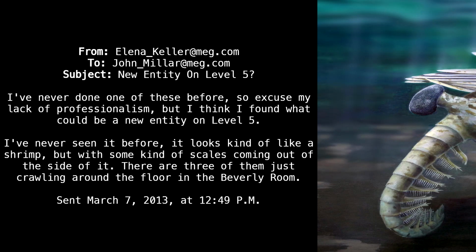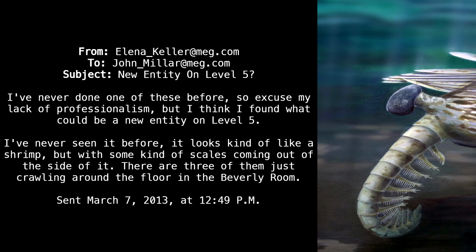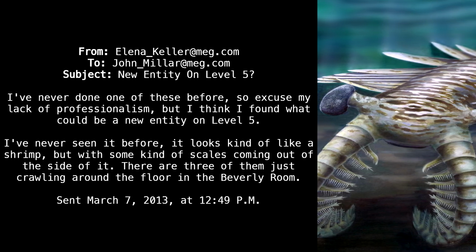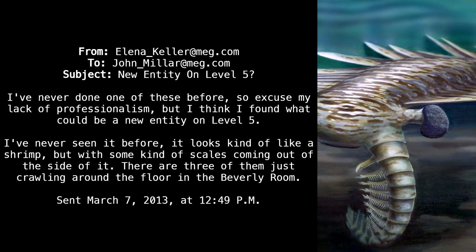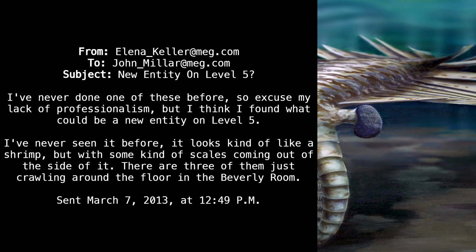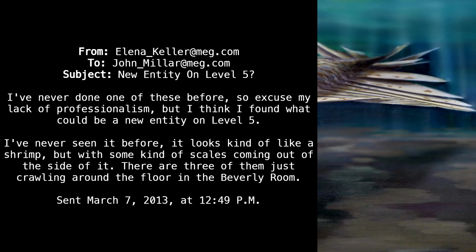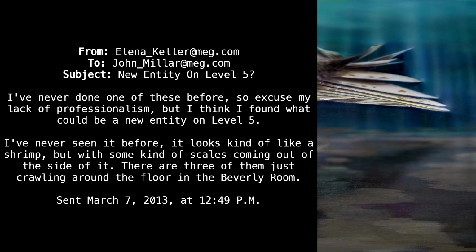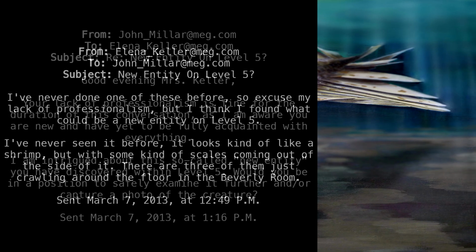From Elena Keller at MEG.com to John Miller at MEG.com. Subject: New entity on level 5. I've never done one of these before, so excuse my lack of professionalism, but I think I found what could be a new entity on level 5. I've never seen it before. It looks like kind of a shrimp, but with some kind of scales coming out the side of it. There are 3 of them just crawling around the floor in the Beverly Room. Sent March 7th, 2013, at 12:49 p.m.